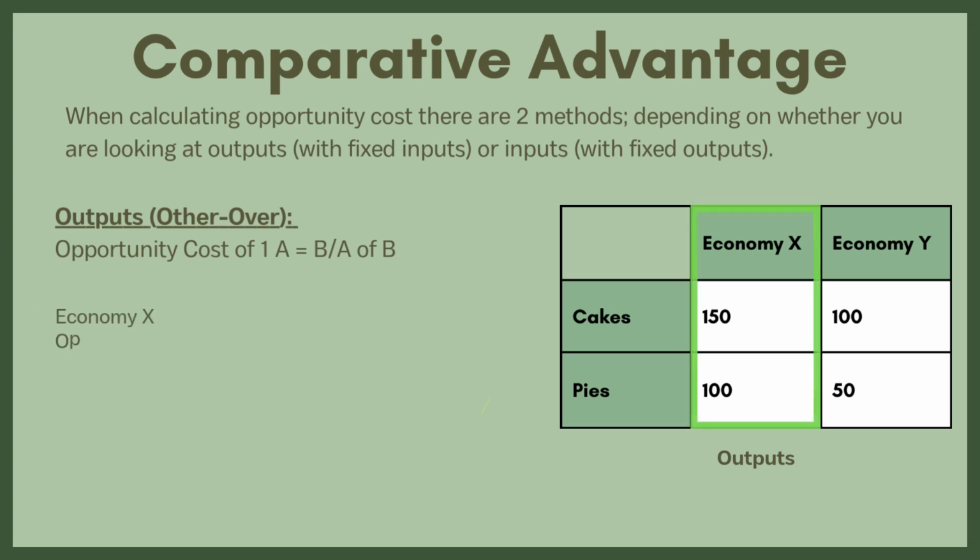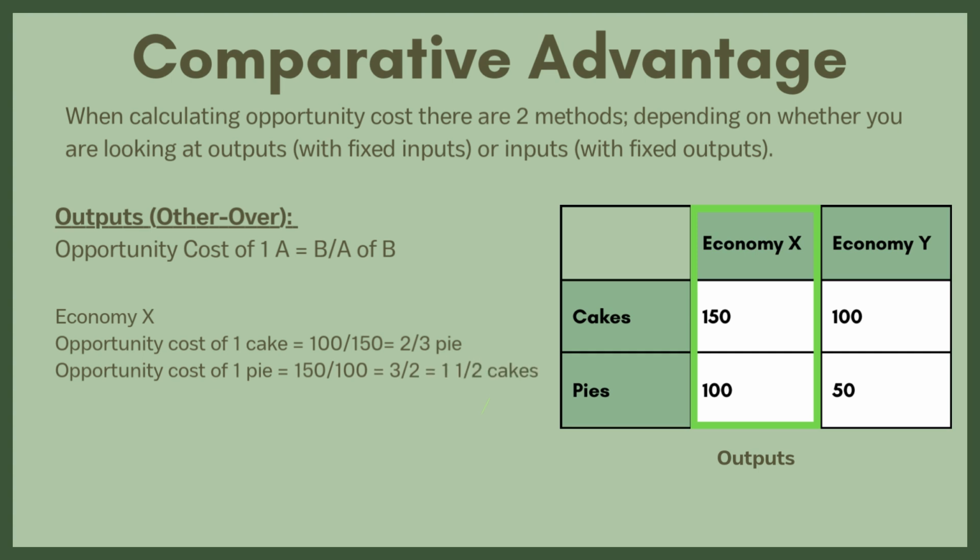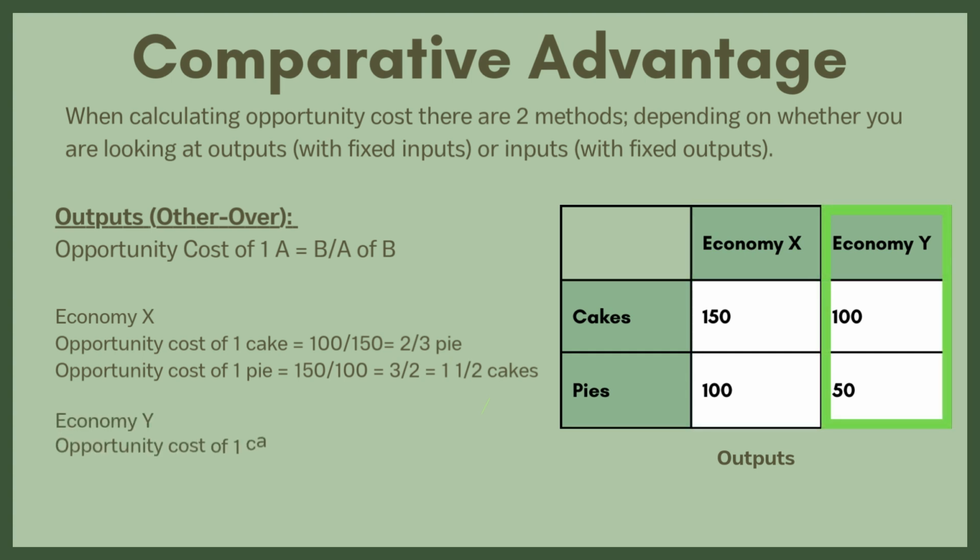For economy X, the opportunity cost of one cake is equal to 100 divided by 150, which is 2/3 of a pie. The opportunity cost of one pie is 150 divided by 100, which equals 1.5 cakes. For economy Y, the cost for one cake is 50 divided by 100, or 1/2 a pie, and the cost for one pie is 100 divided by 50, or 2 cakes.